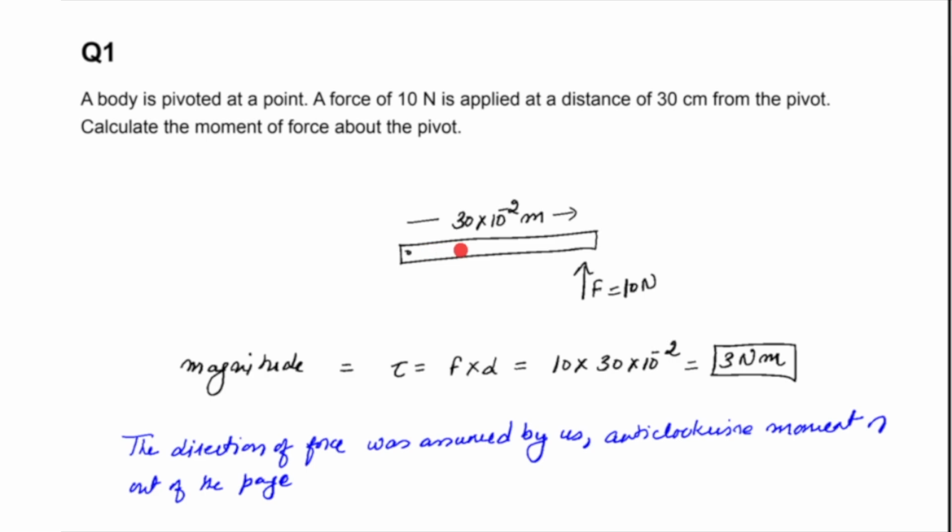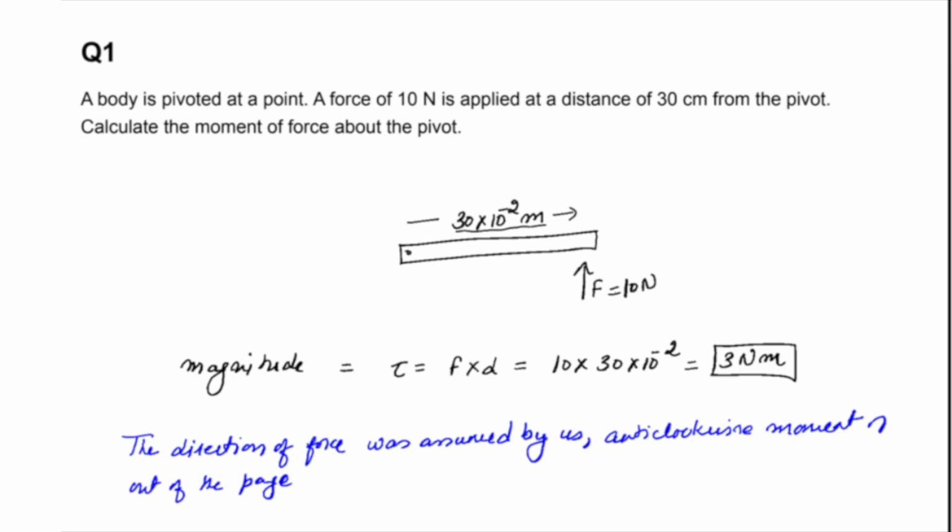So this is the diagram we can make here, and force is applied here. I am assuming that it is applied like this. So the moment of force, if you see, will be like this way. It will move anti-clockwise, or we can say out of the page by the right hand rule.